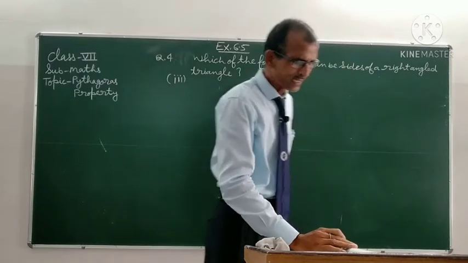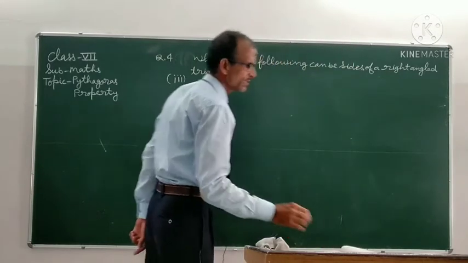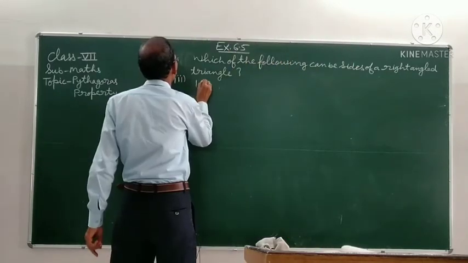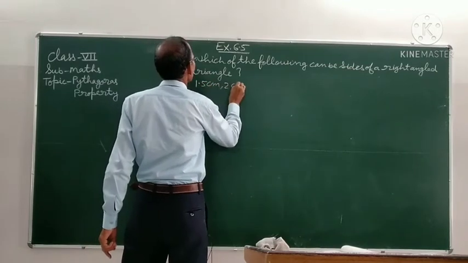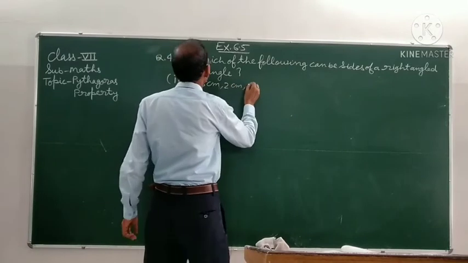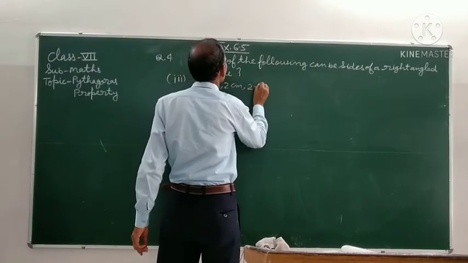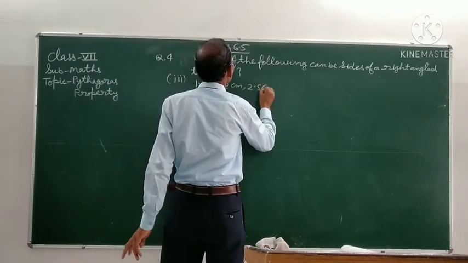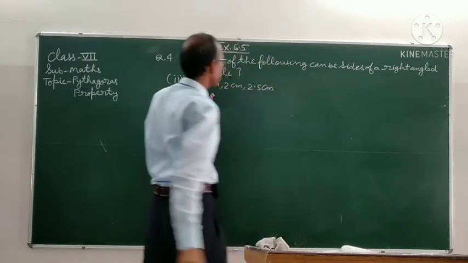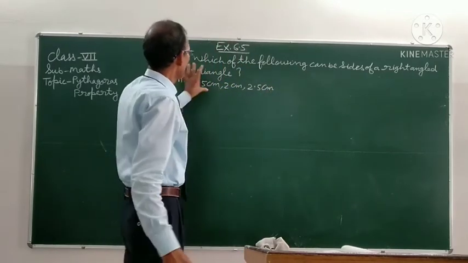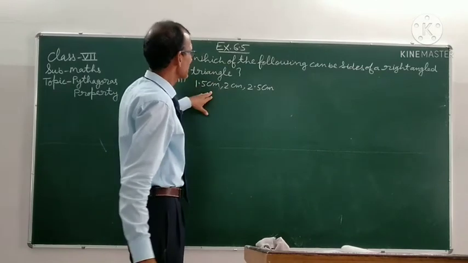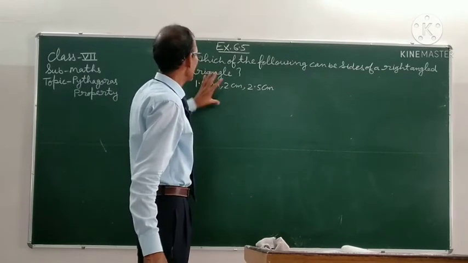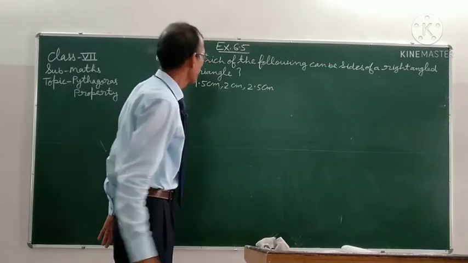1.5 centimeter, 2 centimeter and 2.5 centimeter. These are the given sides. You have to tell if these sides are sides of a right angle triangle.